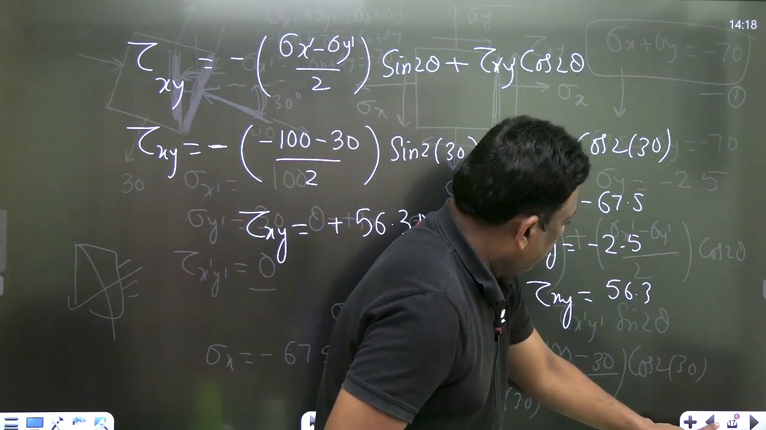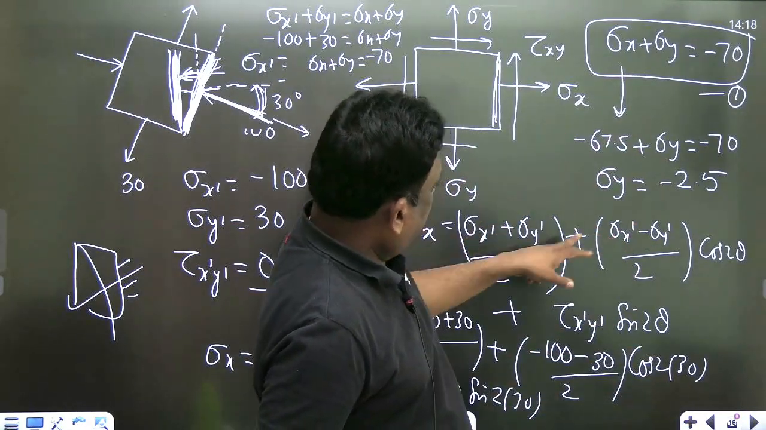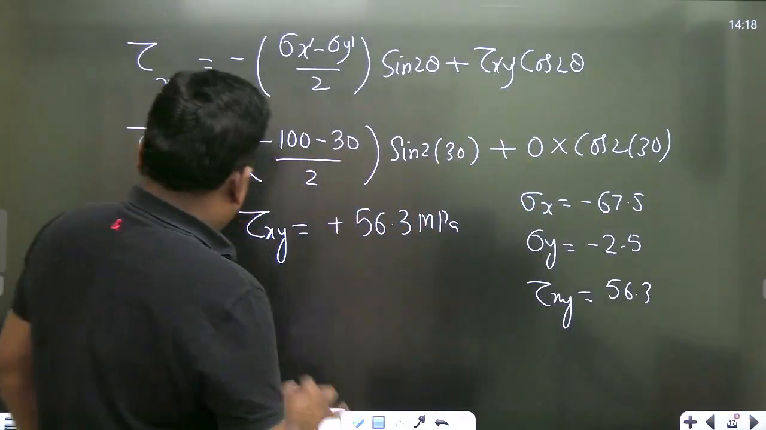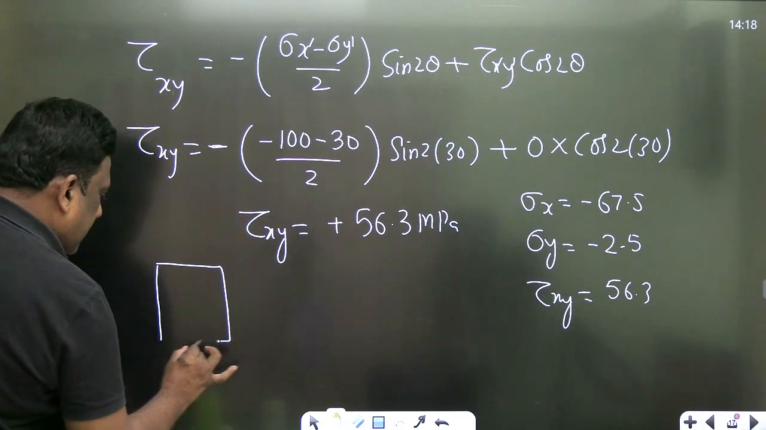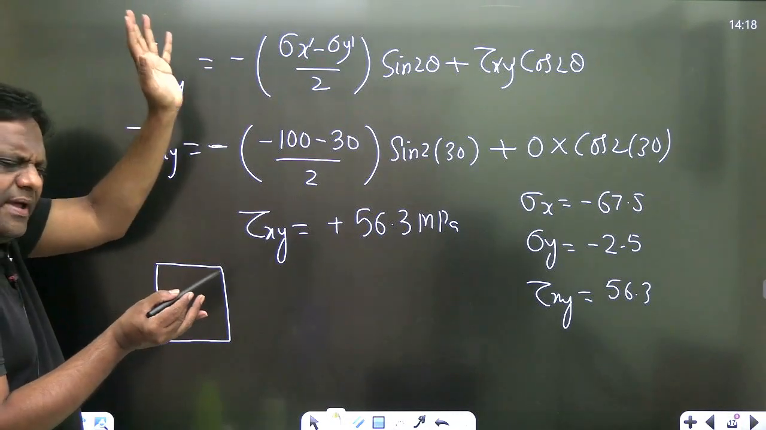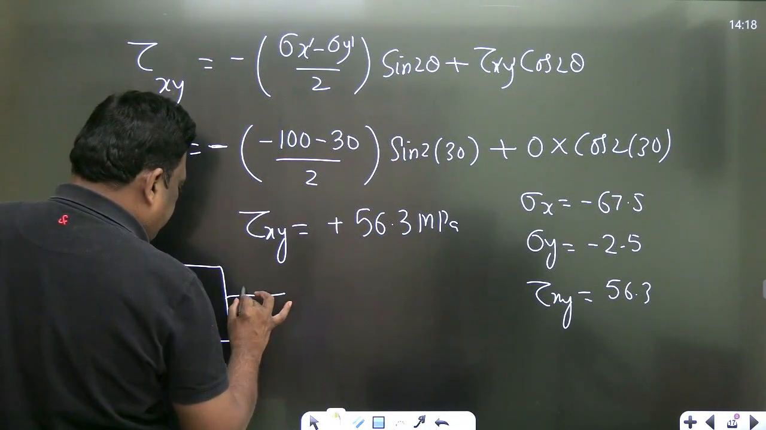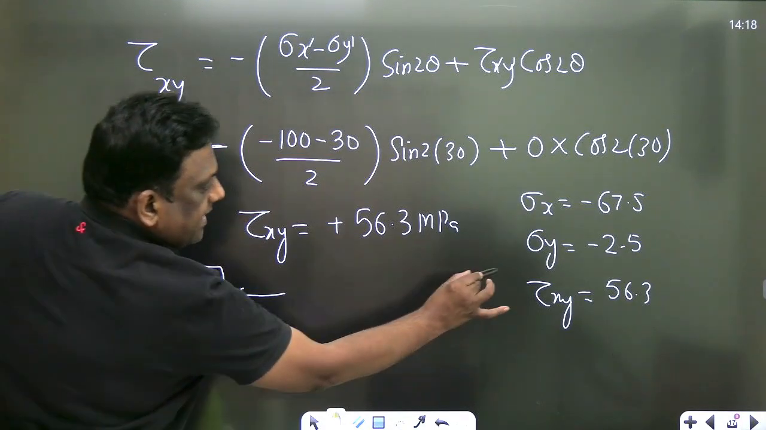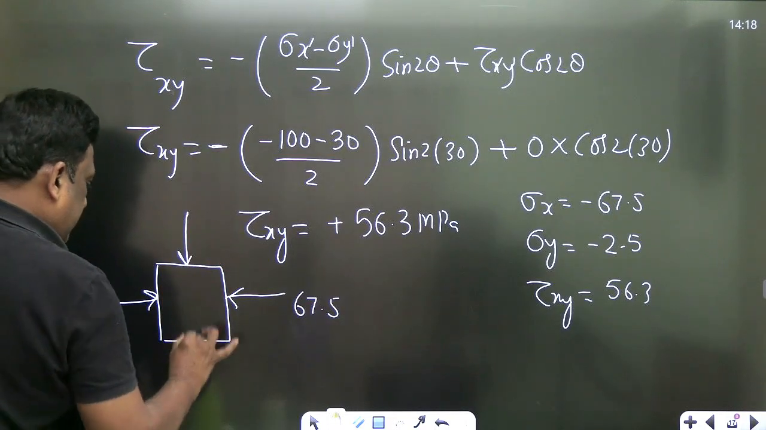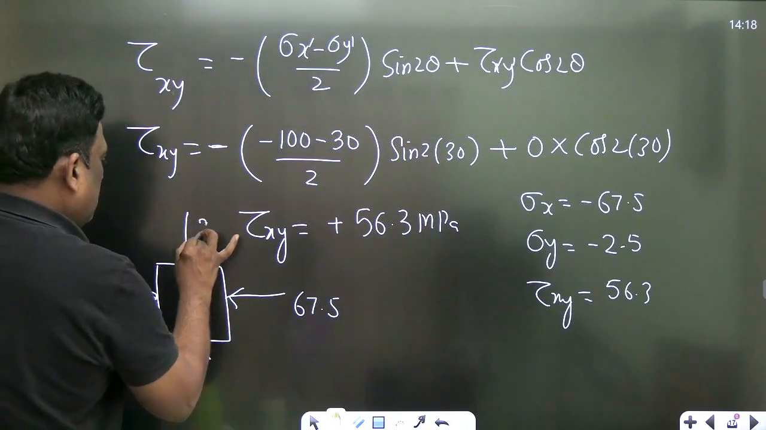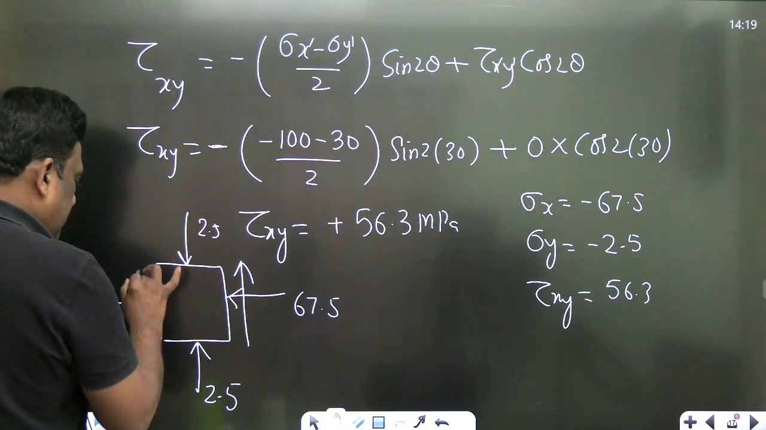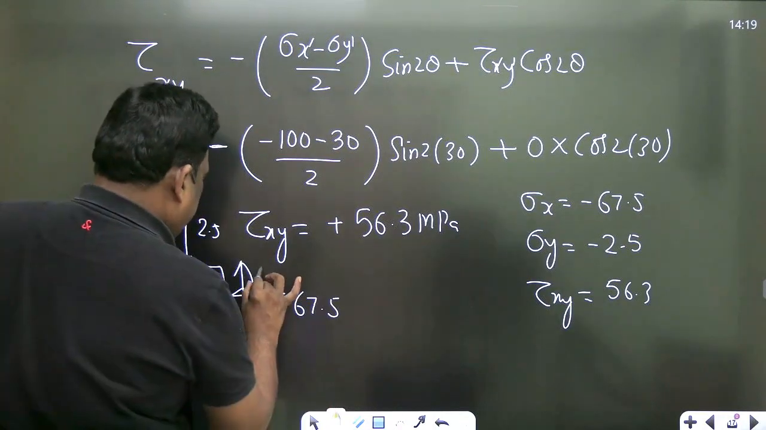Let me check, sir. एक बार चेक करेंगे. Minus 67.5, minus 2.5. Yes. So finally the stressed element looks like this. Finally जो x dash y dash दिया है, when we transform that from x dash y dash to xy, you will get like this. Sigma x कितना आया सर? Compressive 67.5, and this is also compressive. ये कितना आ रहा है सर? 2.5. And shear is positive, that's why ऊपर है. Shear is positive. कितना है सर? Positive 56.3.